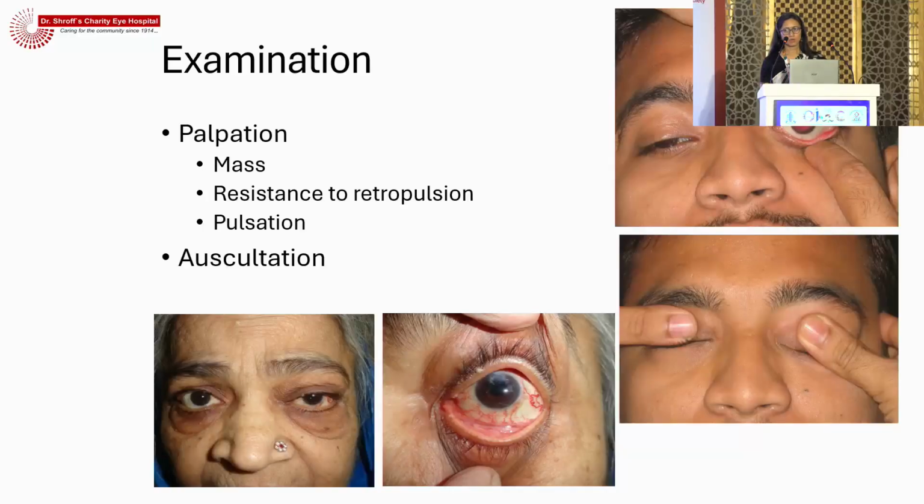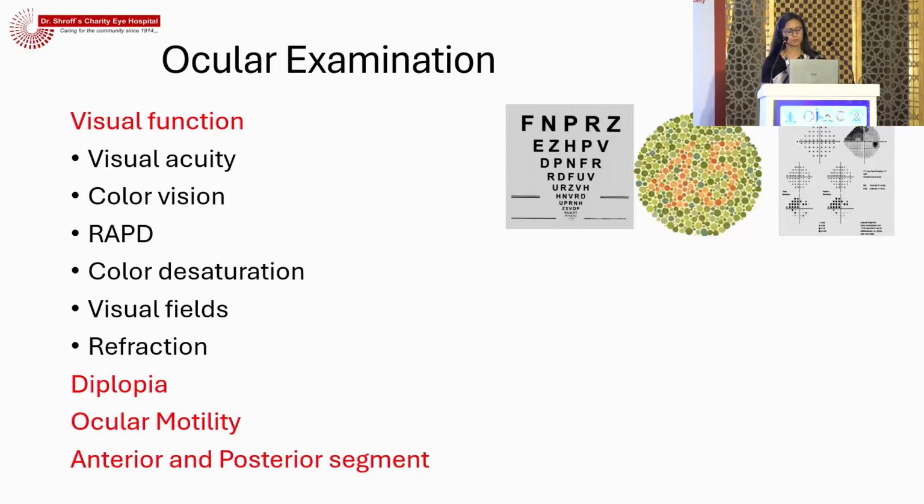Palpation, again, if there is an orbital mass, we follow the same protocols. We see the size, shape, location, feel, surface, everything. Resistance to retropulsion gives a clue what kind of pathology it might be. Is it a benign one, or something which is infiltrating, where there is likely to be resistance to retropulsion? Pulsation, especially in caroticocavernous fistula, is again something which we can elicit on palpation.